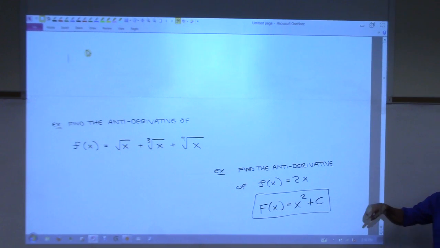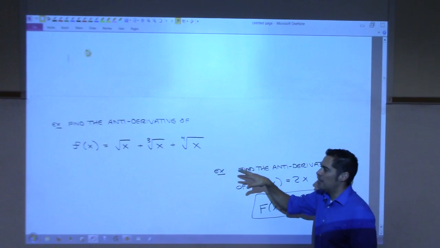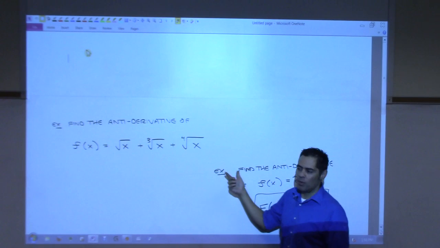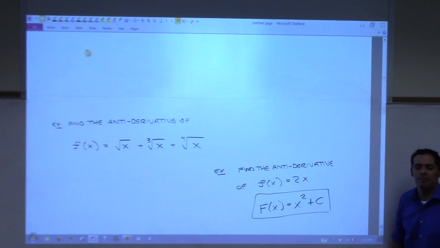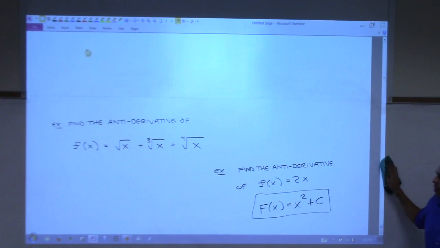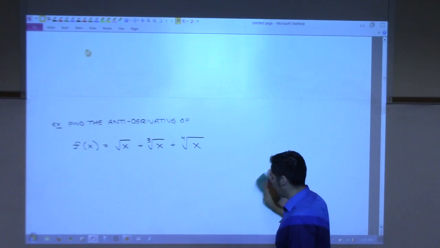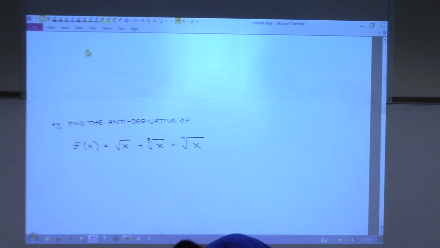Not the derivative, right? I'm not asking you to take the derivative of that. I'm saying this is the derivative of something. What was capital F? Where did that come from? That's the derivative of what function? So what do you think we can do that might help us here a little bit?